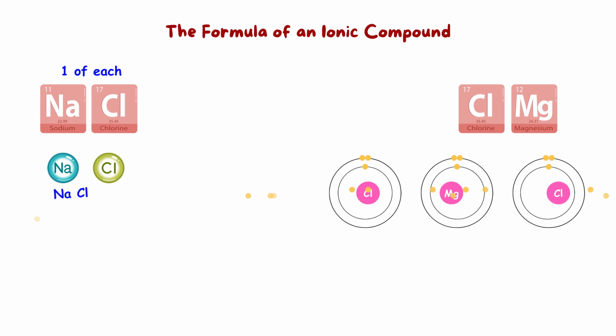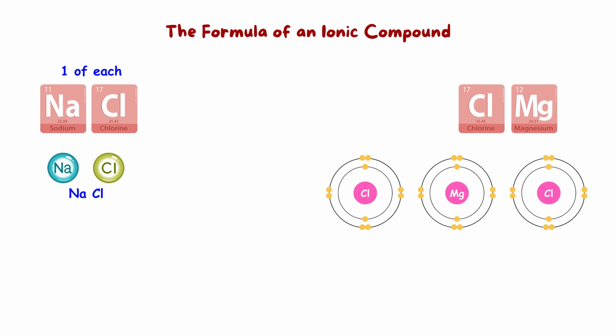Finally, we need to understand how to determine the formula of an ionic compound. Let us return to the example of sodium chloride. Sodium forms a positive 1 charge when it becomes an ion, and chloride forms a negative 1 charge. Because the positive and negative charges cancel each other out in a 1-to-1 ratio, the formula of sodium chloride is simply written as NaCl.